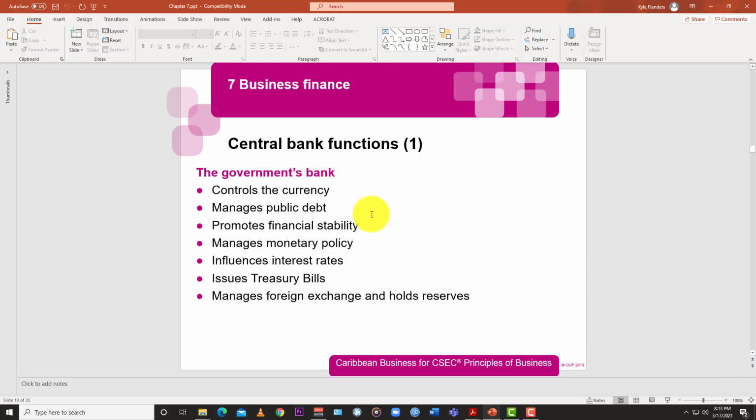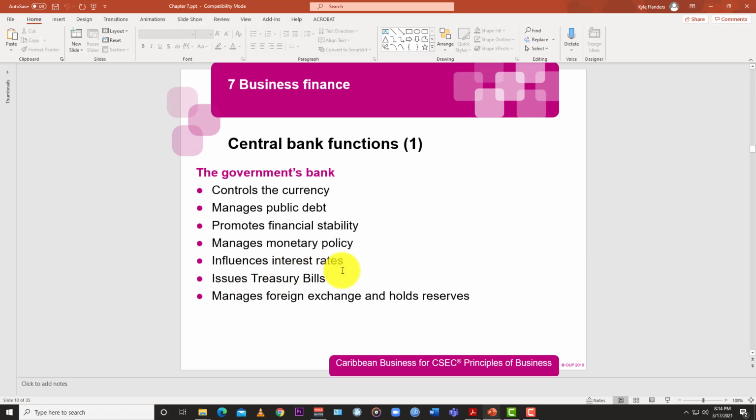And so if we dip back into one of the POB slides, I did a video for POB on the functions of the central bank before. And so if you dip back down into that slide, you can see a whole lot of other functions of the central bank. So it controls the currency, manages public debt, promotes financial stability, manages monetary policy, as we said before. But the thing is, you see, POB would separate this. They say influence interest rates. But in managing the monetary policy, the interest rate is also a tool used to affect the money supply.